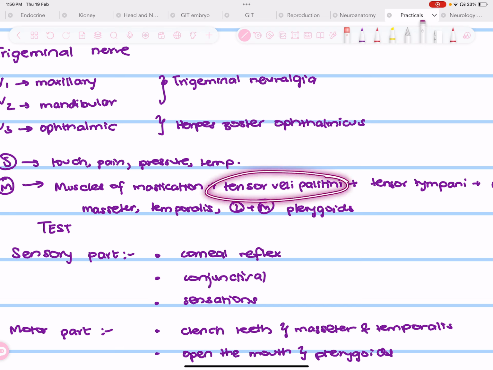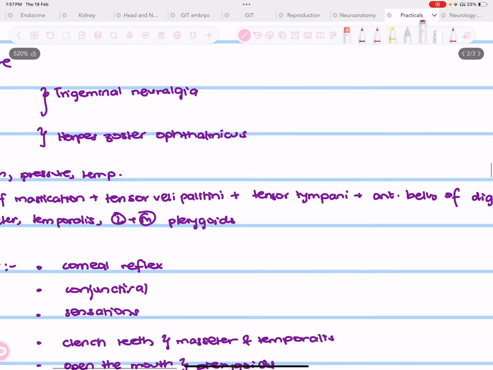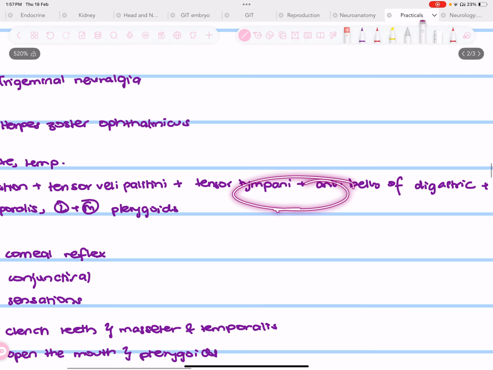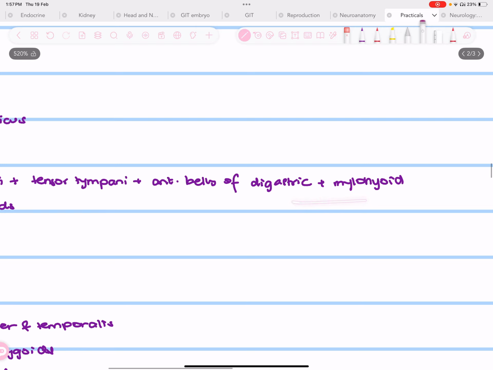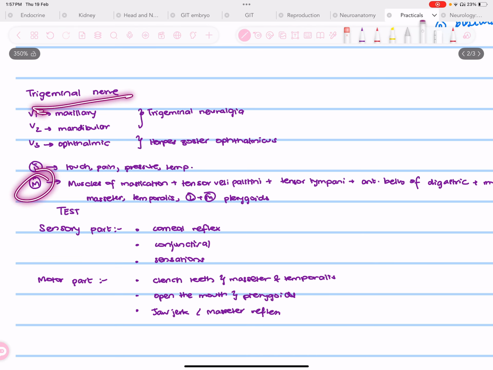Then you have tensor veli palatini, which is the soft palate muscle. The remaining soft palate muscles are supplied by vagus, but just the tensor veli palatini, if you can recall, is supplied by the trigeminal nerve. Then you have tensor tympani, which is in the ear, and anterior belly of the digastric, as well as the mylohyoid muscle. These all get their motor innervation by the trigeminal nerve.